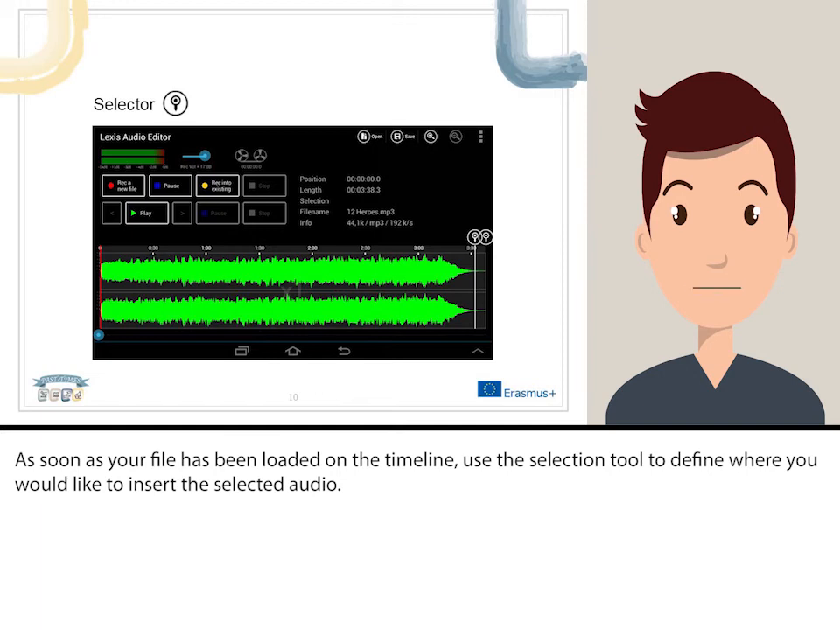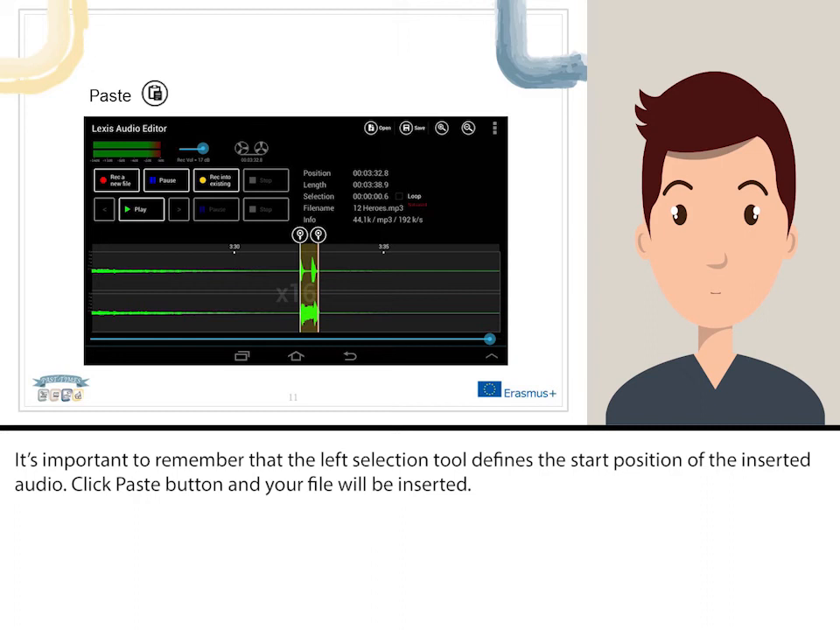As soon as your file has been loaded on the timeline, use the selection tool to define where you would like to insert the selected audio. It's important to remember that the left selection tool defines the start position of the inserted audio. Click the paste button and your file will be inserted.